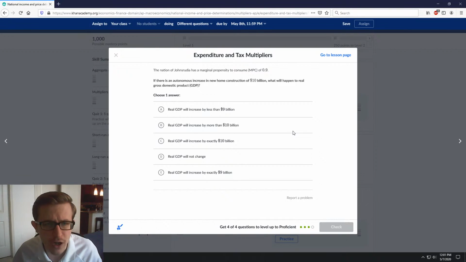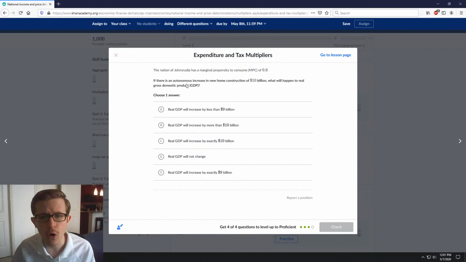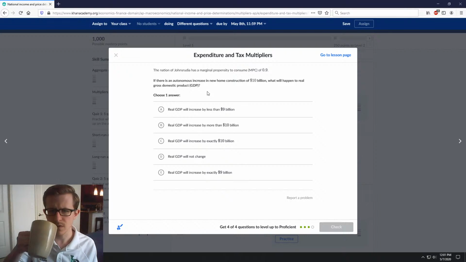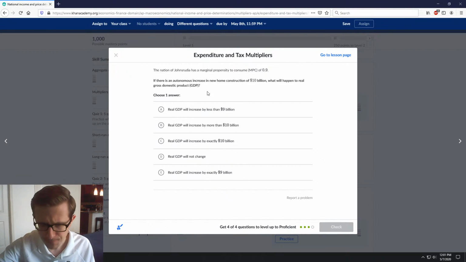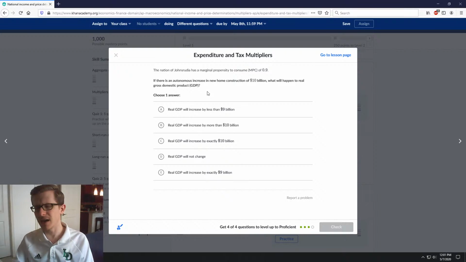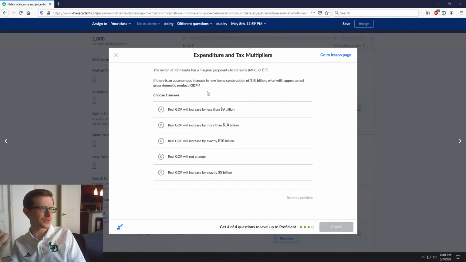All right. Nation of Johns Rudia has a marginal propensity to consume of 0.9. So the same kind of thing we were just looking at. There's an autonomous increase in new home construction of 10 billion. What will happen to real GDP? Now, this one is kind of tricky because new homes are one of the tricky things in our calculation of GDP. What part of GDP is it included in? I'll give you a second to think about that.